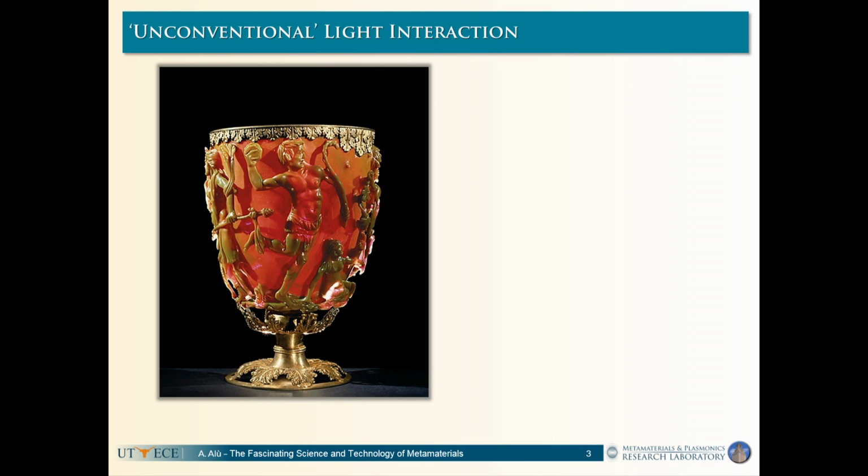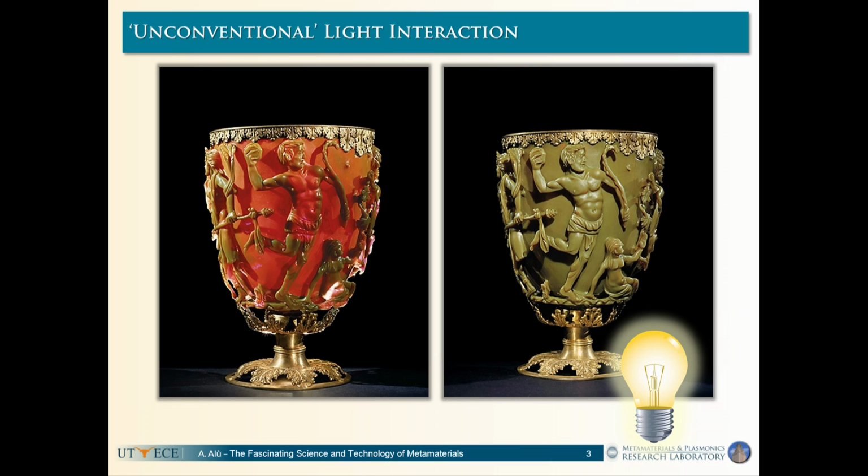An example of a prehistory of metamaterial is this cup, the Lycurgus cup that was built in ancient Rome and is now housed in London in the British Museum. It's a cup that has a quite unusual effect. It looks red when it's illuminated from the back, but it looks green when it's illuminated from the front. So it changes color as a function of where you illuminate it from.